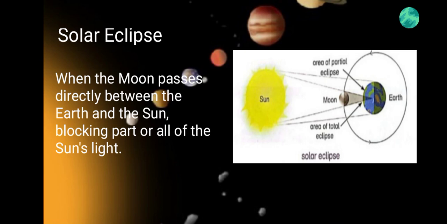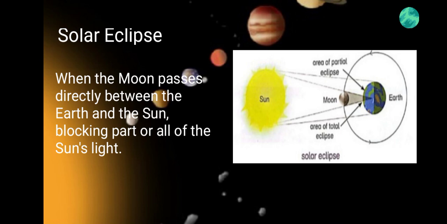Solar eclipse. When the moon passes directly between the earth and the sun, blocking part or all of the sun's light, solar eclipse happens. Here you can see now the moon is blocking the sunlight and shadow is made on the earth. In this way, solar eclipse happens. This is the area of total eclipse. It's called umbra. And this is the area of partial eclipse, and this is called the penumbra.